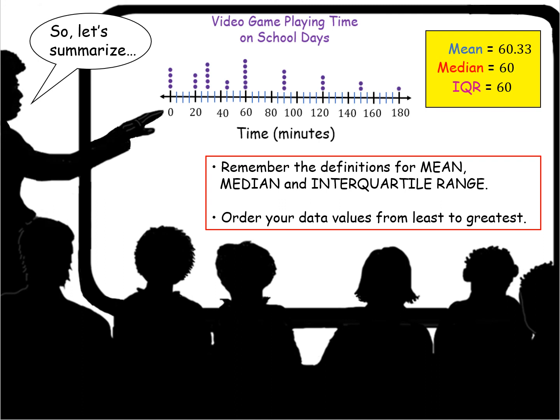In order to find Q1, you have to find the middle value of all the values that are to the left of the median, and for Q3 you have to find the middle value of all the values that are to the right of the median. Don't forget, you have to order your data values from least to greatest. And just as a note, even if your values are 0, you still have those data points. You still have to include them. In this case, we had 4 zeros. We had to include them when we were ordering our data values from least to greatest.